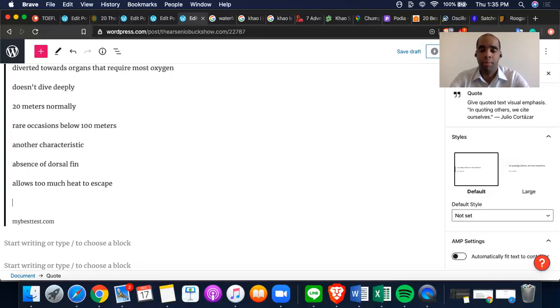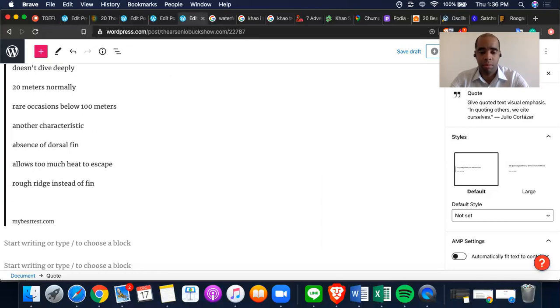Instead of the dorsal fin, they have a rough ridge along their backs, which is believed to be all that remains of it. Would the absence of a dorsal fin affect a beluga whale's movement? You might think that the lack of a dorsal fin might make the beluga less agile, but that is not the case at all. In fact, belugas are surprisingly agile. They have surprisingly good maneuvering skills.